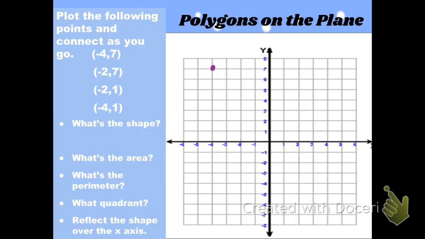The next one says -2, 7. So we're going to go back 2, up to 7, put it right there, and it says connect as we go. So we'll draw a line. The next one says -2, 1. So that's going to be right here. Connect it to the last one. And the last one says -4, 1. Connect it to that one. Connect it back to the beginning.